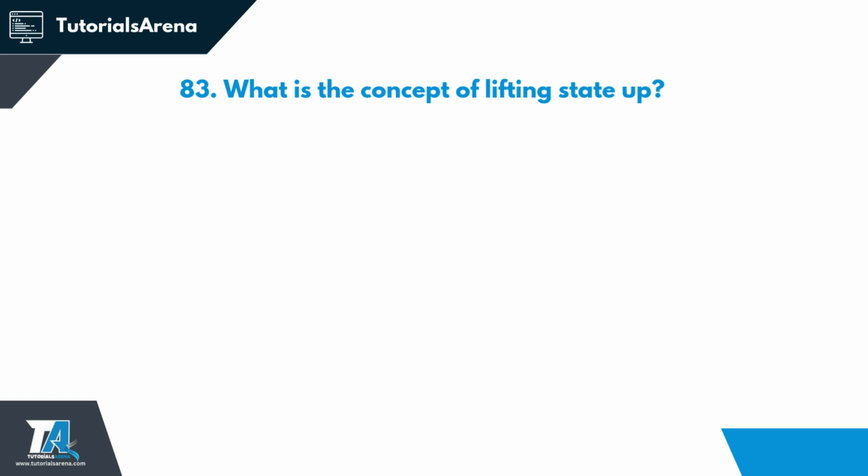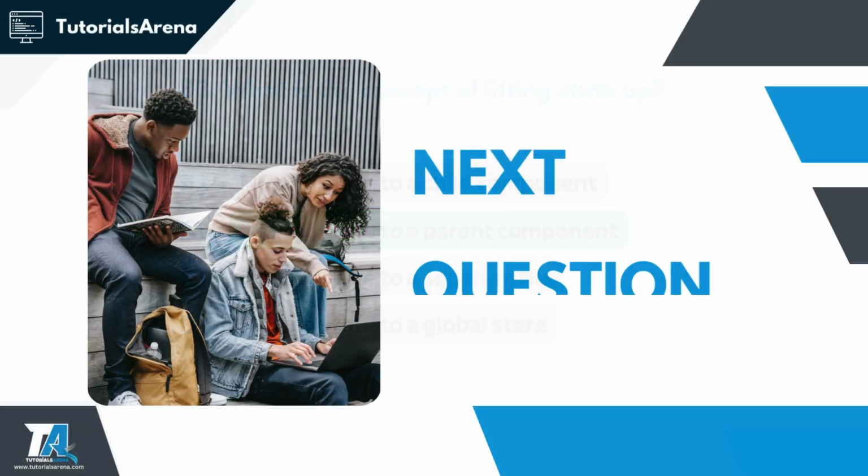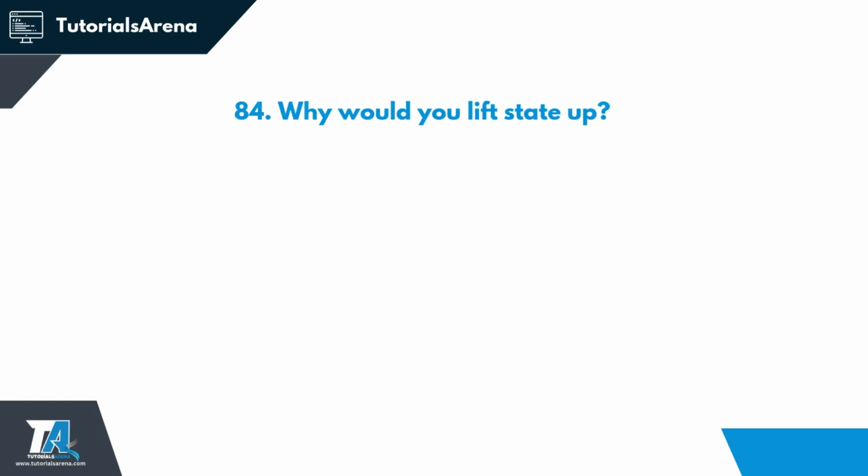Question 83. What is the concept of lifting state up? The options are option A, moving state to a child component. Option B, moving state to a parent component. Option C, moving state to a separate file. Option D, moving state to a global store. The correct answer is option B, moving state to a parent component. Moving on to the next question.